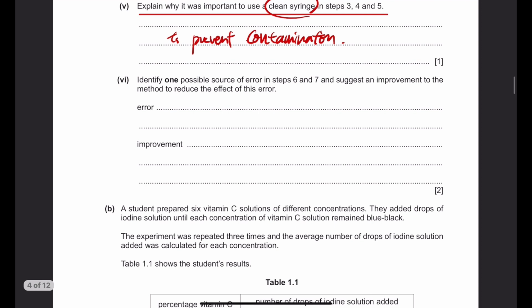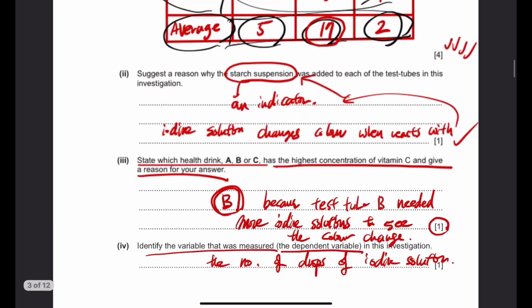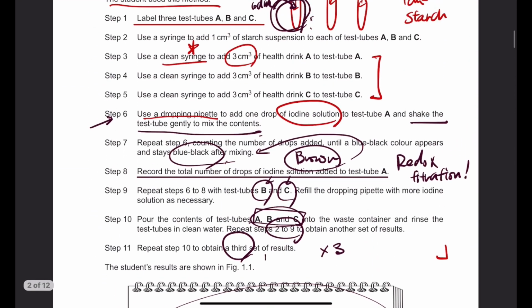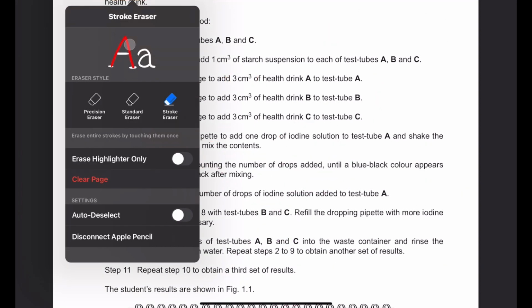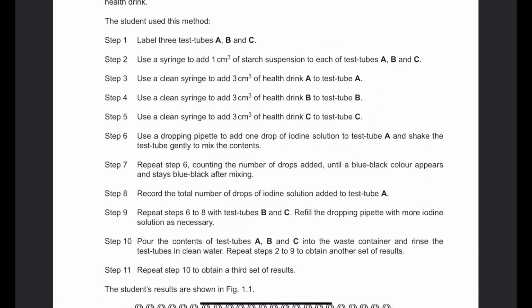Number 6. Identify one possible source of error in steps 6 and 7. And you have to suggest an improvement. So let's go to steps 6 and 7 here. It's a bit dirty, so I'm just going to clear the page. Steps 6 and 7: use the dropping pipette to add 1 drop of iodine solution.